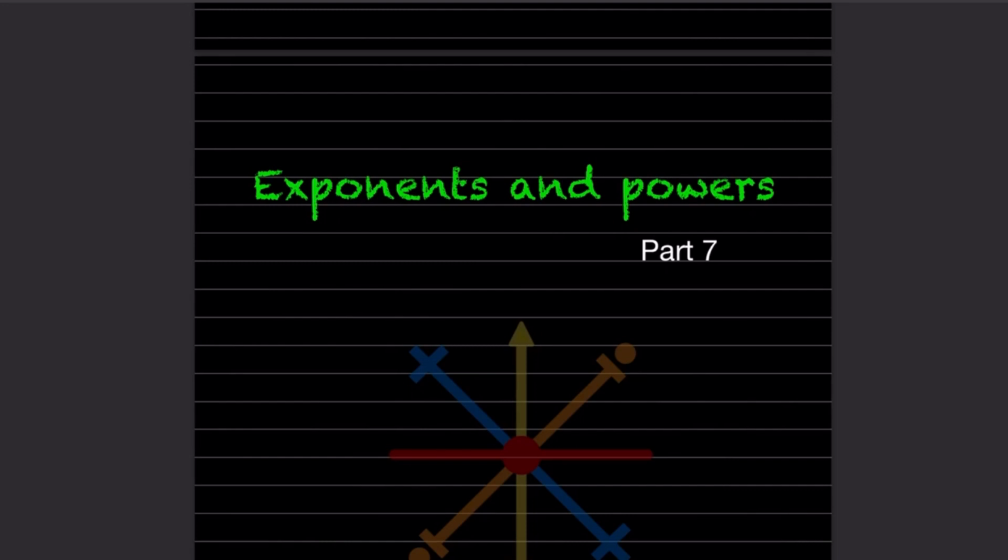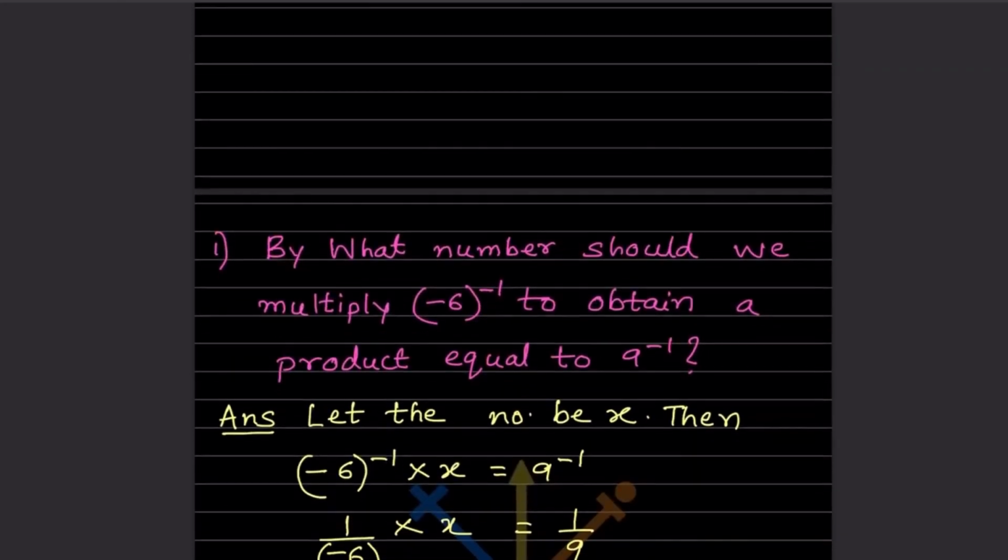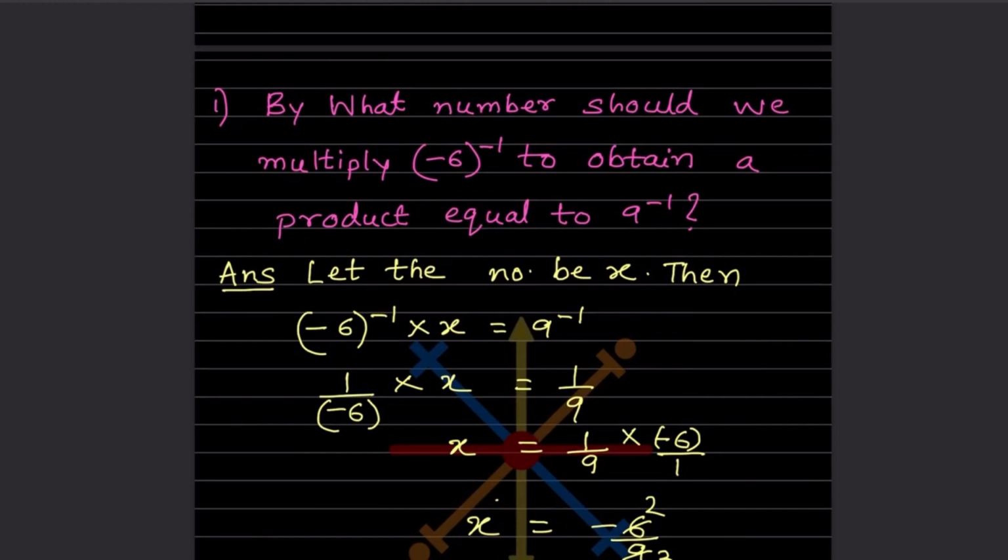So today we are going to see the next part on the same topic, that is exponents and powers. So this is the question given: by what number should we multiply minus 6 raised to minus 1 to obtain a product equal to 9 raised to minus 1?